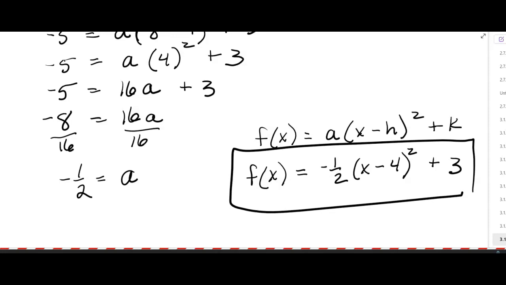If I know the vertex and I know a point, I can find that. Okay, the trick is to find a. And this is kind of a good little point to do this because it'll prepare us for stuff later on.